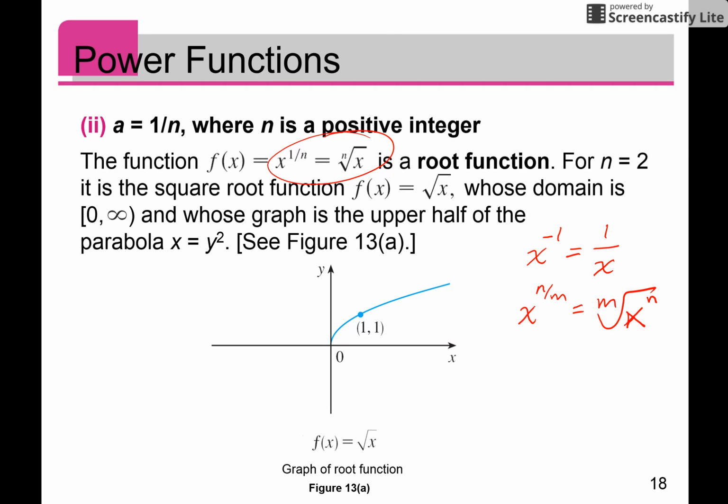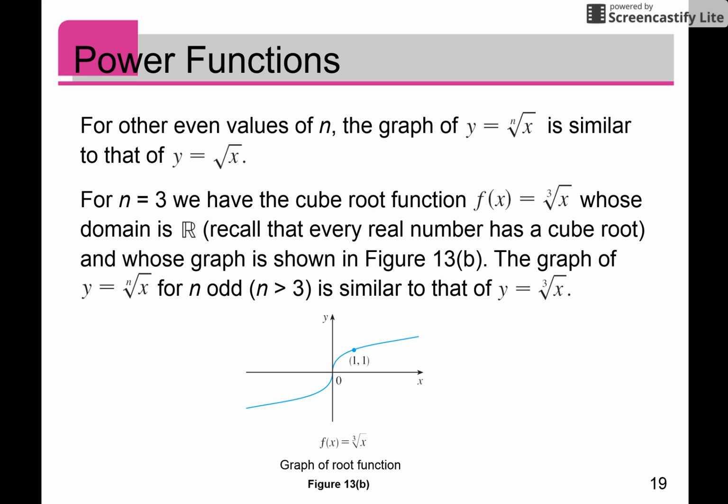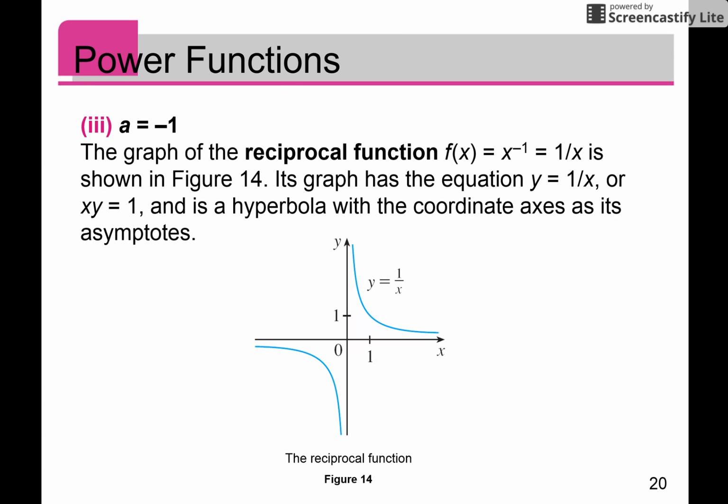Okay, so those are basic exponent rules that you should be familiar with. We're using that right here, right? X to the 1 over n is the nth root. It looks kind of like a square root function. Cubed root function looks like this. And a reciprocal function, that's that x to the negative 1 that I just said right there.